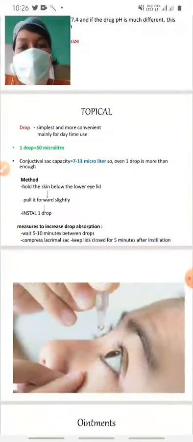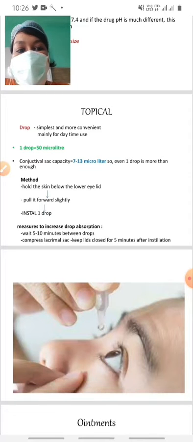So first, starting with the topical route, that means the eye drops. We have to keep this in mind, that one drop that we are giving is equal to approximately 50 microliter, and the conjunctival sac capacity is just a maximum of 13 microliter. So even one drop is more than sufficient. At a time we shouldn't give more than one drop, because the rest will get wasted.